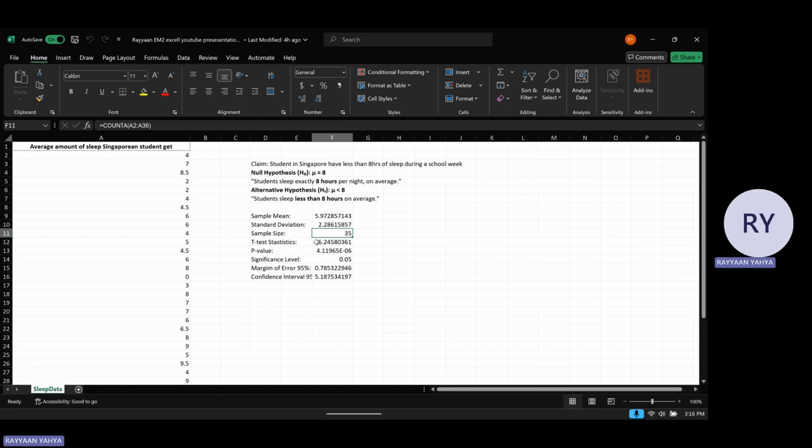So I first calculated the t statistic using this formula, and this gave me a statistic of negative 5.25 if rounded, which is a large negative value, meaning the sample mean is quite far below 8. I then calculated the p-value using this formula. Even though it says 4.11 something, and so on, the result was approximately 0.00004, and the significance level is 0.05.